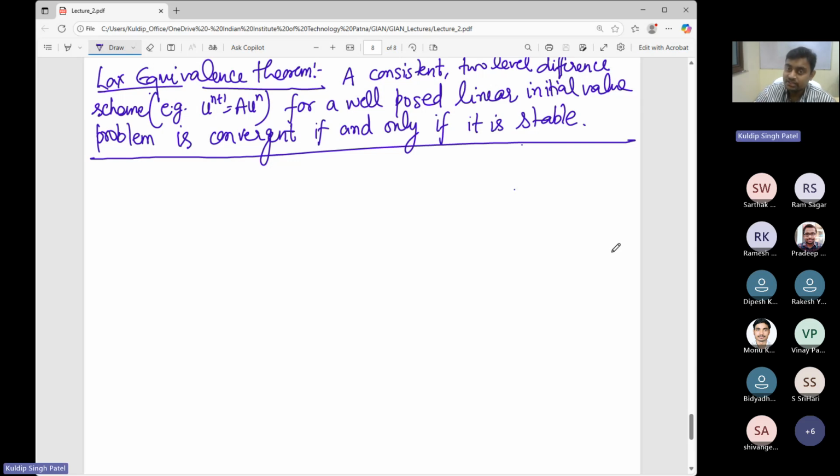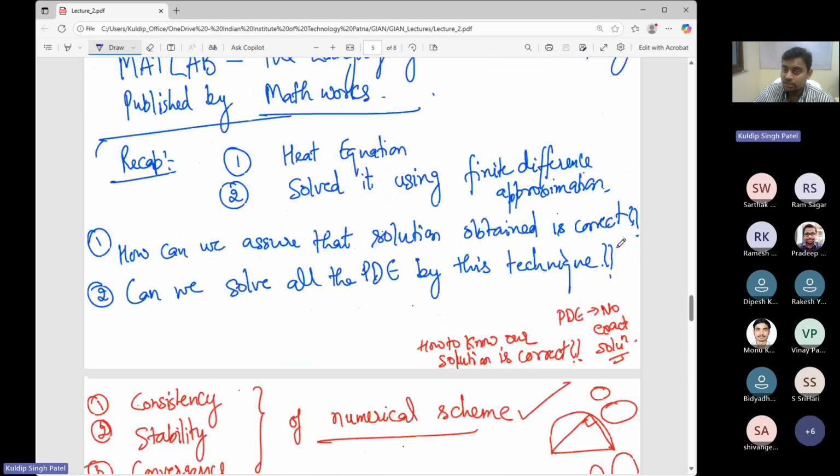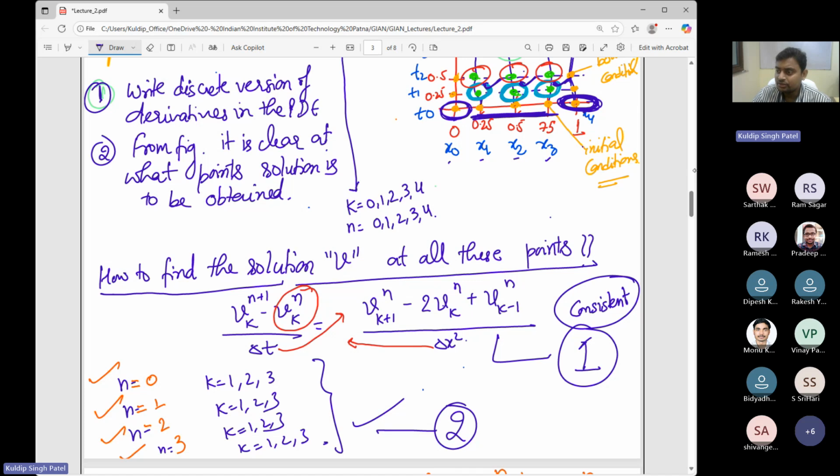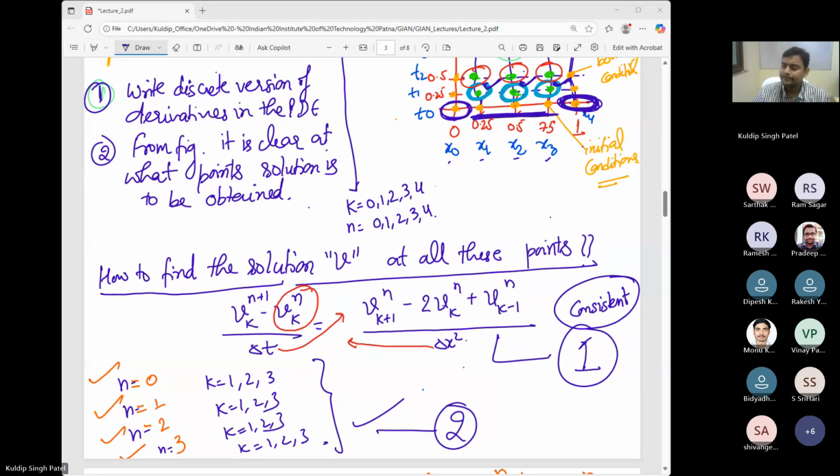We have already proved that our scheme means what? Please do not be confused. Scheme means this equation number one. So you will prove the consistency for this scheme, the stability for this scheme, and the convergence for this scheme. If you are able to prove these three things for this, then it's done. You don't need to worry, whatever solution you are going to get, that solution is accurate, right? Okay? So till here we have done.